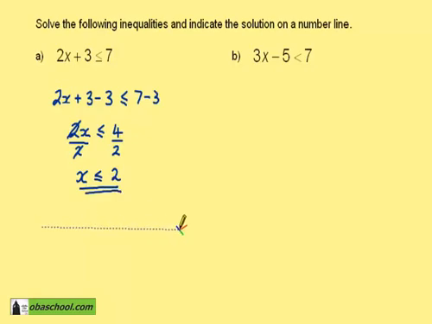Indicating this on the number line, here we have 2, and less than or equal to means a filled-in circle and an arrow extending to the left.